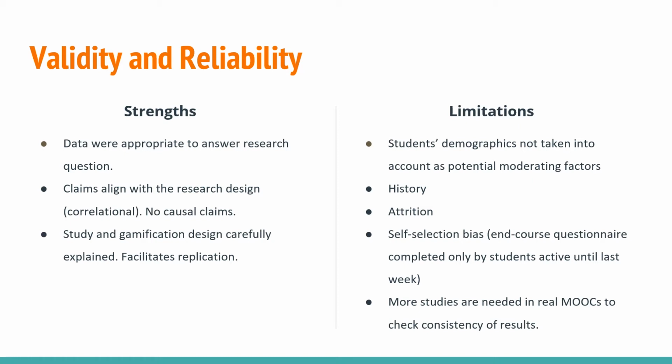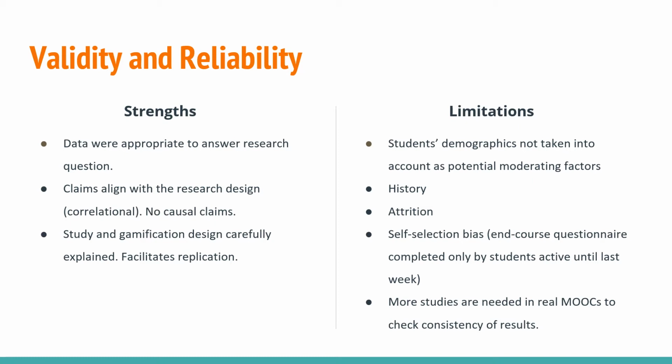One major limitation is that the students' demographics were not taken into consideration as potential moderators for the relationship between student behaviors and perceptions and behavioral engagement. Factors such as gender, age, and educational background may have had a confounding impact on results. Another threat to validity is history. Particular events during the 8 weeks of the course may have altered student participation and engagement with course activities and badges.